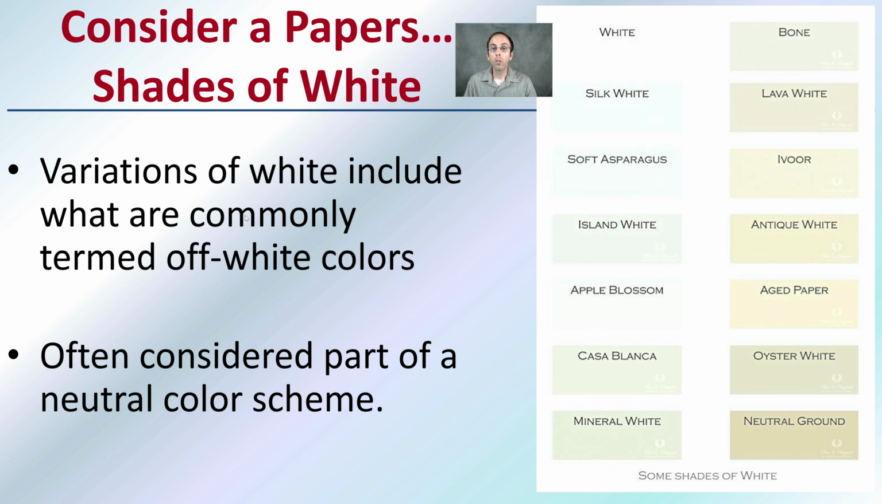We also have shades of white. So the paper, what's written on white paper? Well, there is a bunch of different types of white paper. If you've been to a paint store, you know the plethora of options you have under simply the color white. There's variations that include common like soft off-white, there's silk white, soft asparagus here, antique white. You can see a large variability here. So they're also often considered part of the natural color scheme and are very common types used for paper.